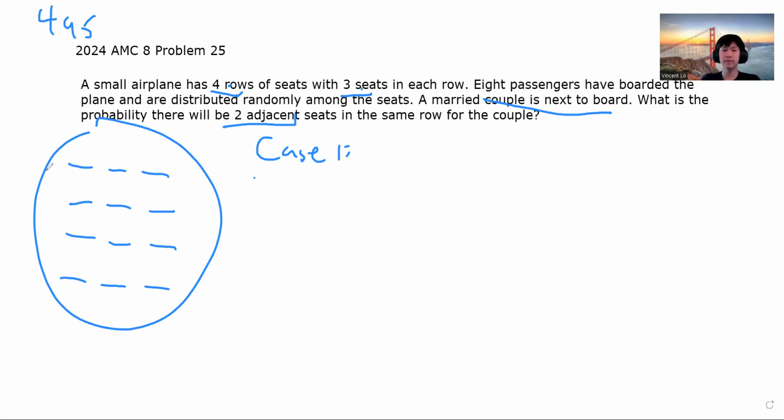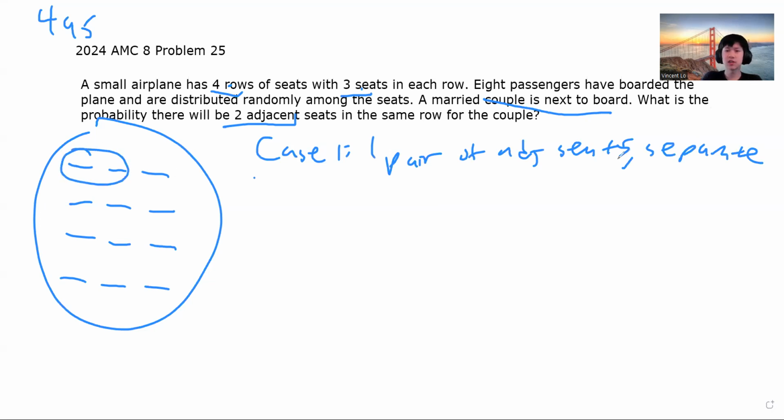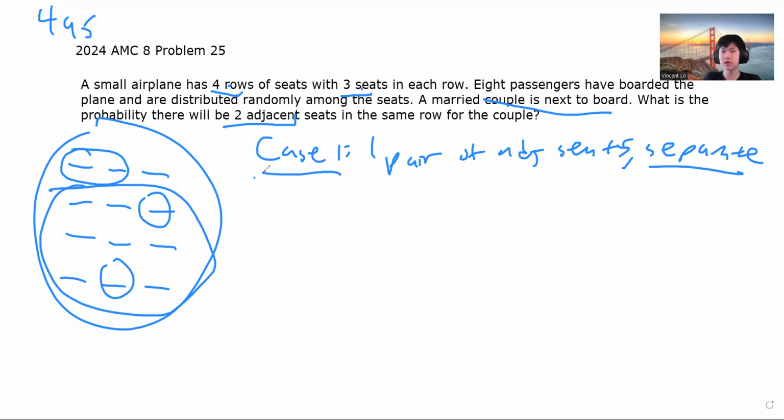Case 1 is when there is only 1 pair of adjacent seats, and they're separate. So when there is only 1 pair, let's say this pair is the adjacent seats, then the other 2 are among these. This is an example of case 1. Notice in case 1, I'm not including the case where a person's in this row right here, the same row as the adjacent pair, because that is another case with different calculations. I'll explain more on this later. But first, let's do case 1, one pair of adjacent seats, separate.